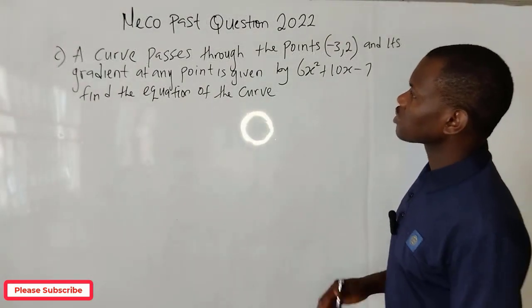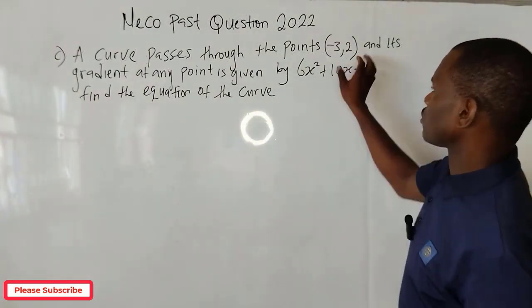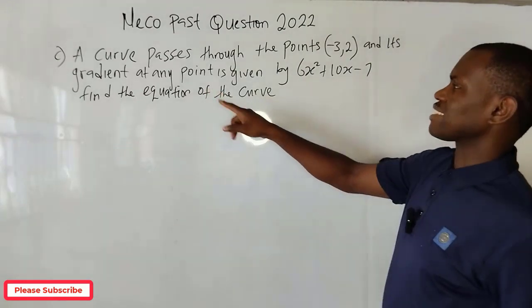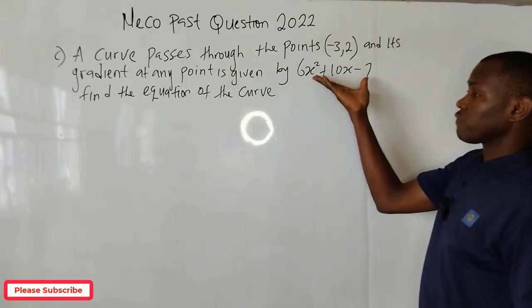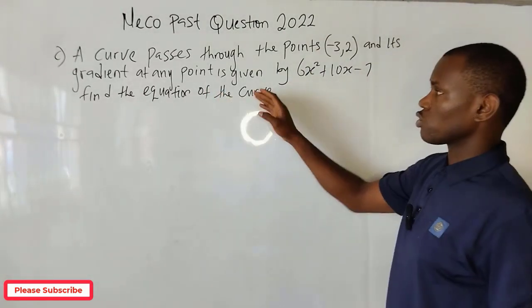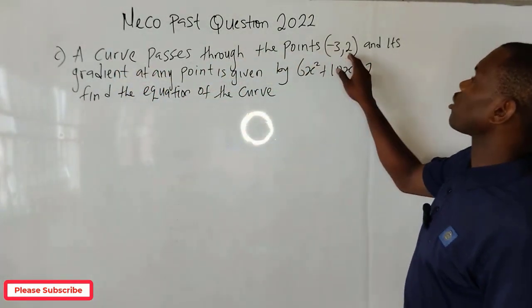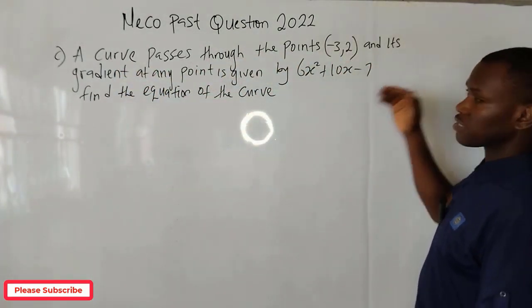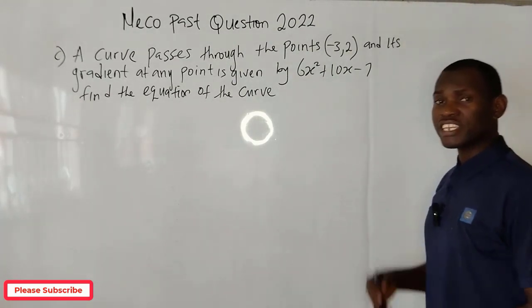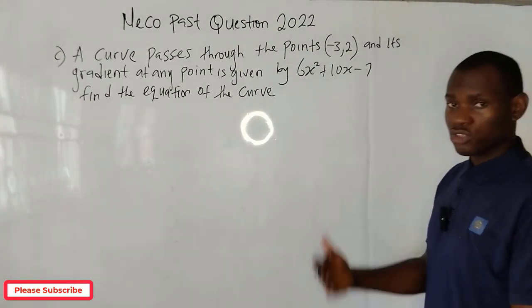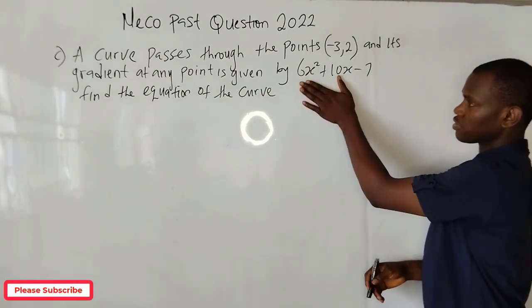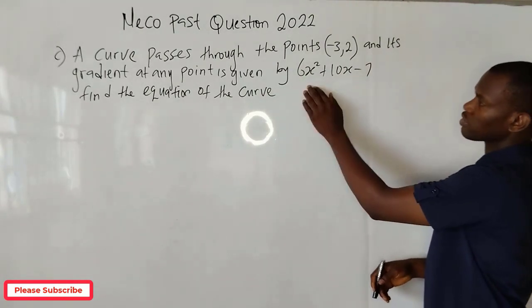All right, C. The question says a curve passes through the points and its gradient at any point is given by this function. Find the equation of the curve. So we are looking for the equation of the curve that passes through this point and we are given this gradient. Anytime you are given a gradient and you are looking for the equation of the curve, integrate. So we are going to integrate this now.